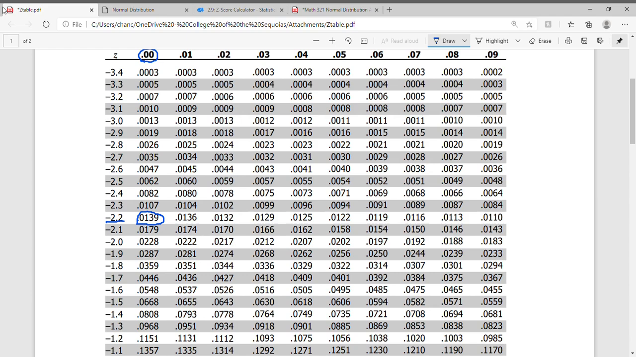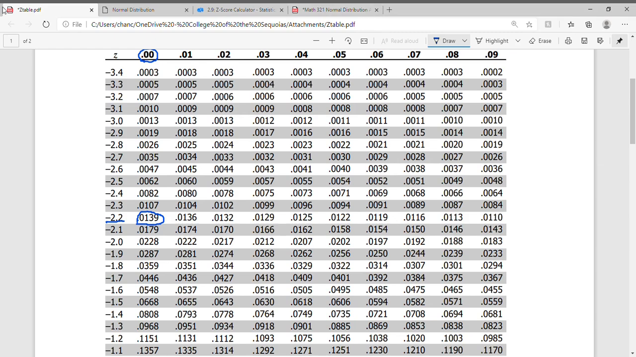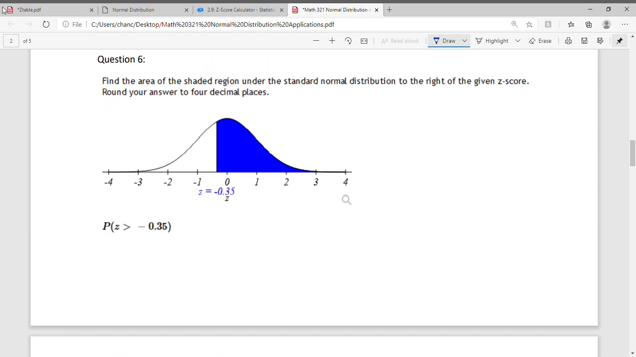Remember, the z-table is always the area to the left, so our answer is 0.0139. So our area is 0.0139. And again, remember, we're looking for the area to the left of negative 2.20. It's 0.0139.